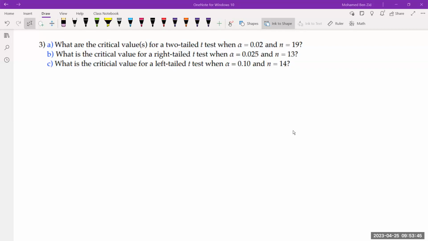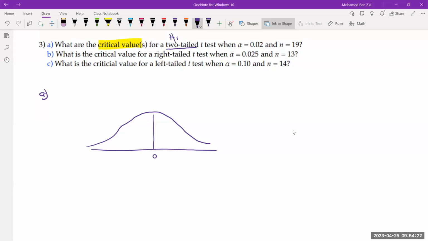All right, so number 3A. First of all, what is the critical value? The critical value is usually used whenever you are doing hypothesis testing. After graphing your bell shape and having 0 in the middle here, you want to graph the H1. Supposedly here your H1 is two-tailed.